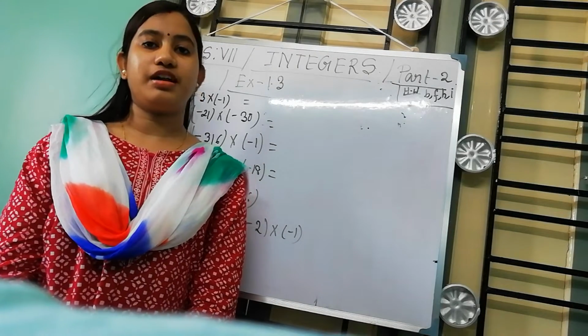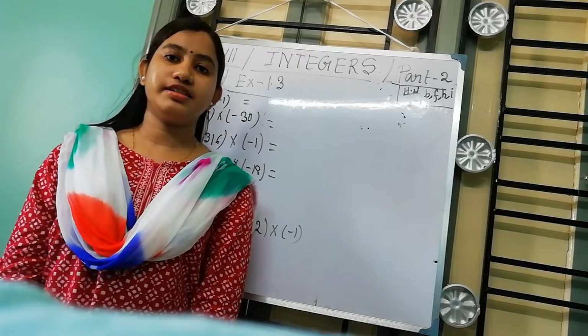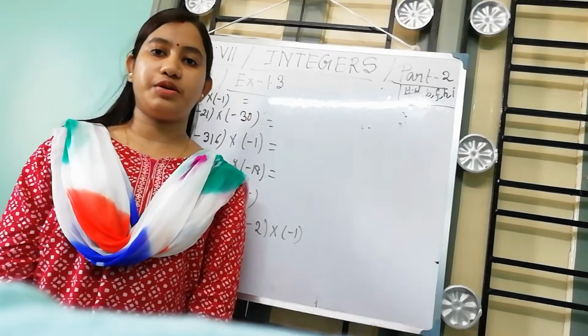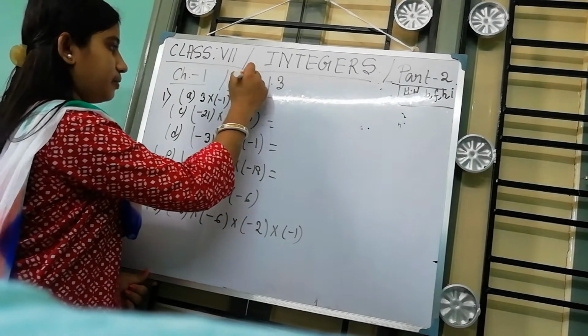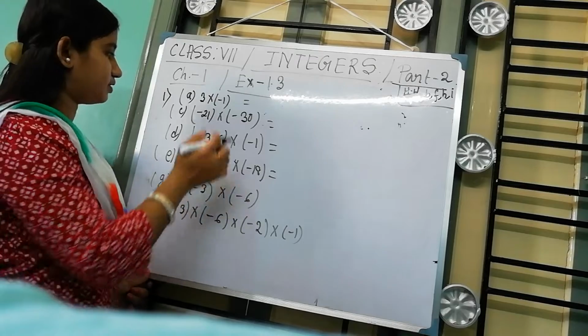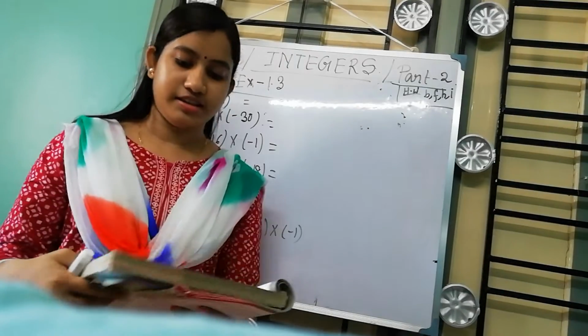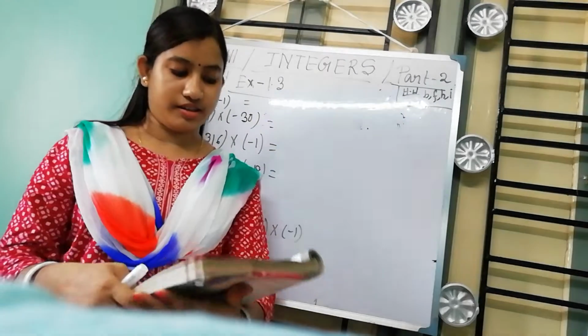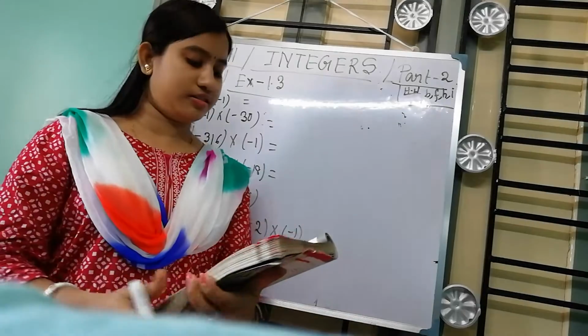My dear students of class 7, this is your mathematics class. In the previous classes I already discussed 5 topics. Today I start exercise number 1.3. Problem number 1, on page number 21, Integers. We are asked to find each of the following products.